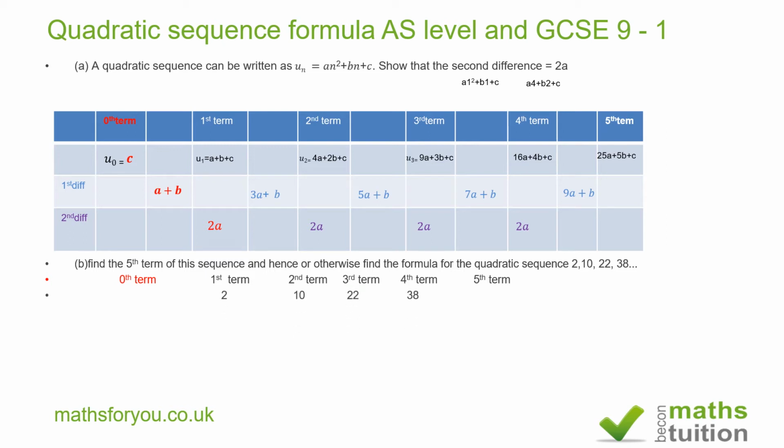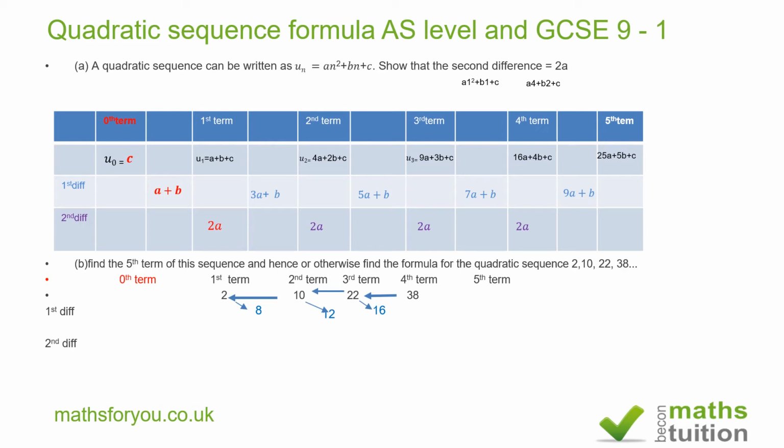Now, we don't have this here. First difference and second difference. The first difference between the second term and the first term is 10 minus 2, and that gives us 8. The first difference between the third term and the second term is 22 minus 10, which gives us 12. The first difference between the fourth term and the third term is 16, because 38 minus 22 gives us 16.